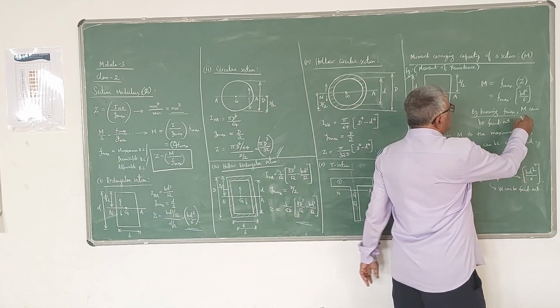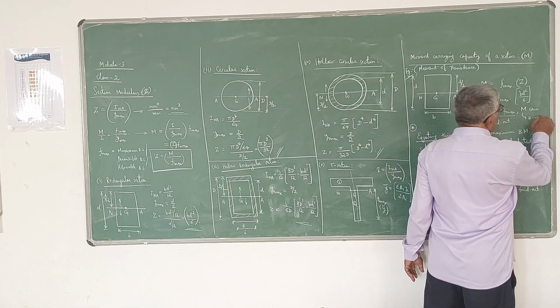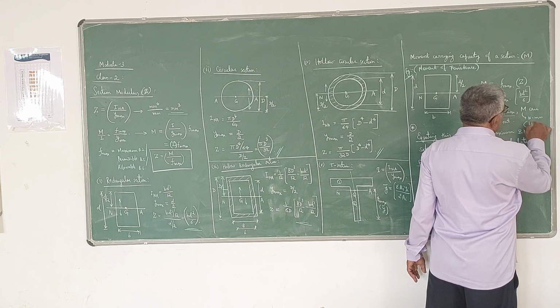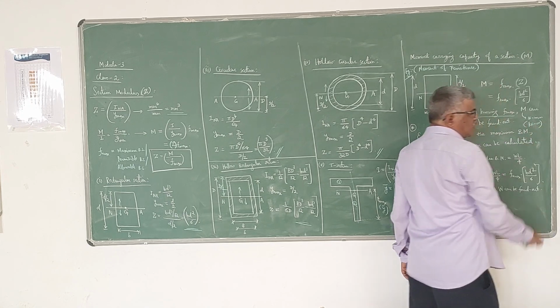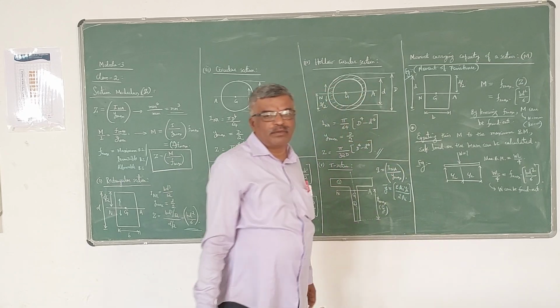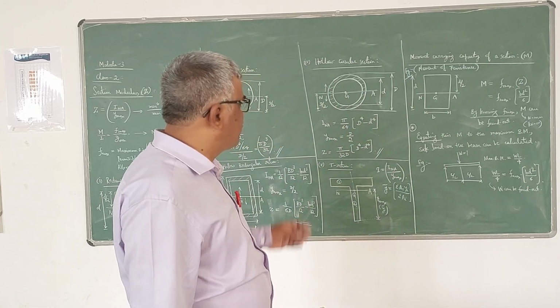So this M you are going to get in Newton millimeter, then you can convert that into kilonewton meter, because normally loads and distances will be in kilonewton and meter. So that is how we can find out.